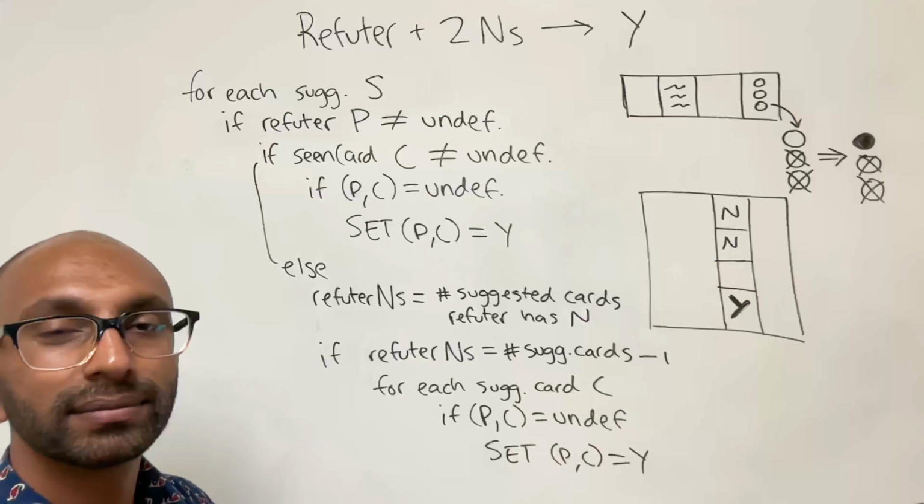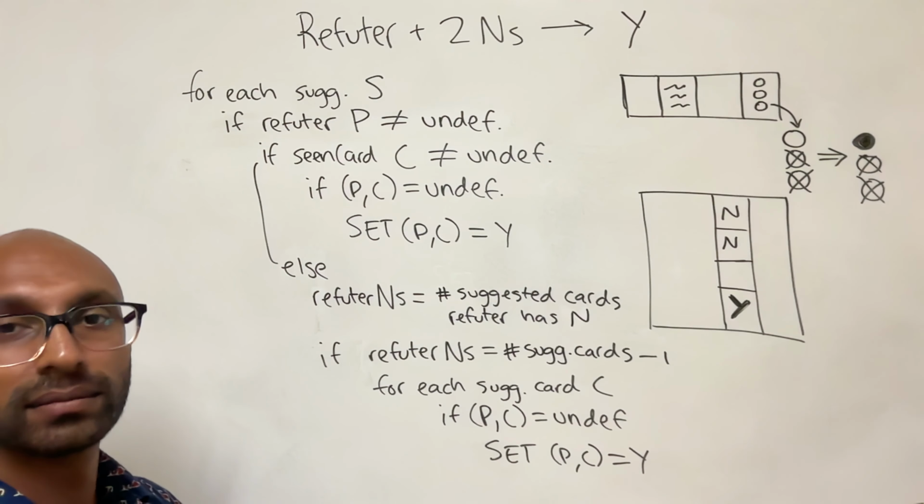We, the programmers, know that this rule will only ever set one Y at a time, but we have to go through the list of all cards to find that blank one to set it as a Y. So let's write this one as code.